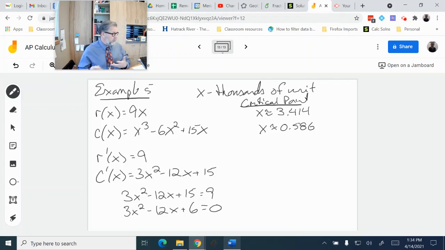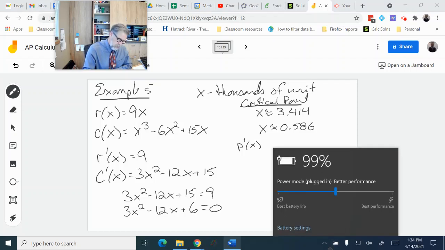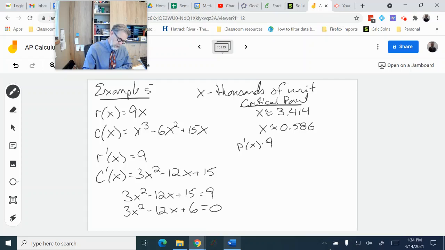So the question is which is a maximum and which is a minimum? Do we have a maximum and a minimum? We must have something going on there. So let's find out. Marginal profit is defined as marginal revenue minus marginal cost. So we've got 9 minus (3x squared minus 12x plus 15), which is negative 3x squared plus 12x minus 6.